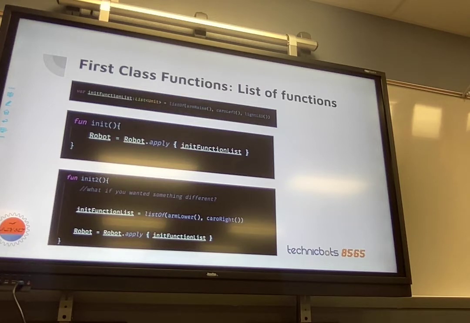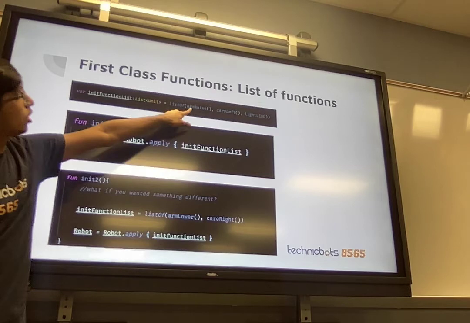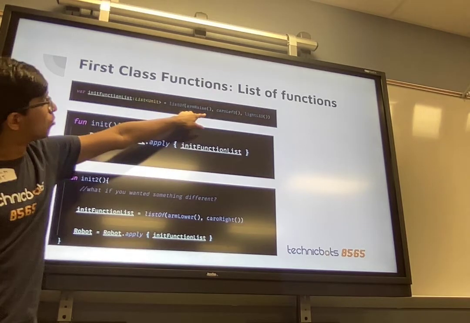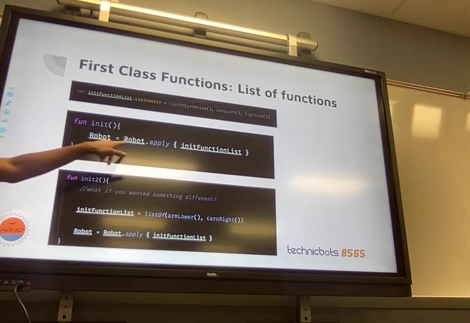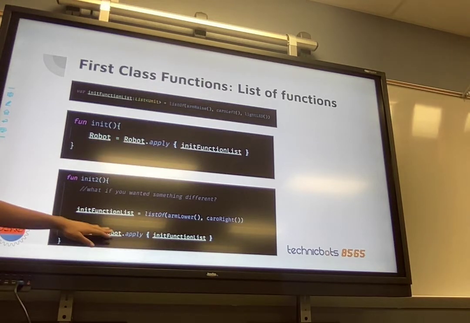Not only can you treat functions as variables by putting them into parameters, but you can also make lists of functions. As you can see here, he made a list of an arm raise function, a Macaro left function, and a light LED. And in the init, he has the robot apply those functions. And you can see another example of it over here.